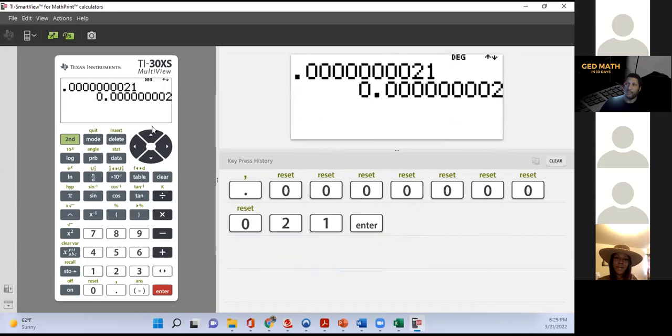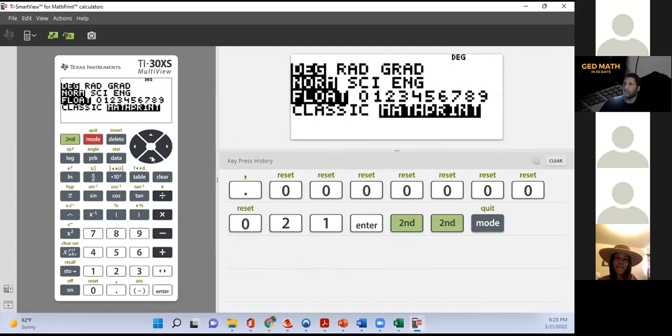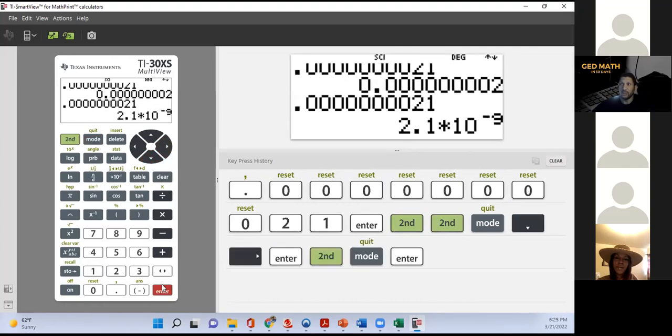Mode. Oops. Mode. Scientific notation. Enter. Second mode. Press enter. 2.1 times 10 to the minus 9th. So what you should notice, if the number is a very large whole number, your scientific notation exponent is going to be positive. If it's a decimal or very small number, your exponent is going to be negative.